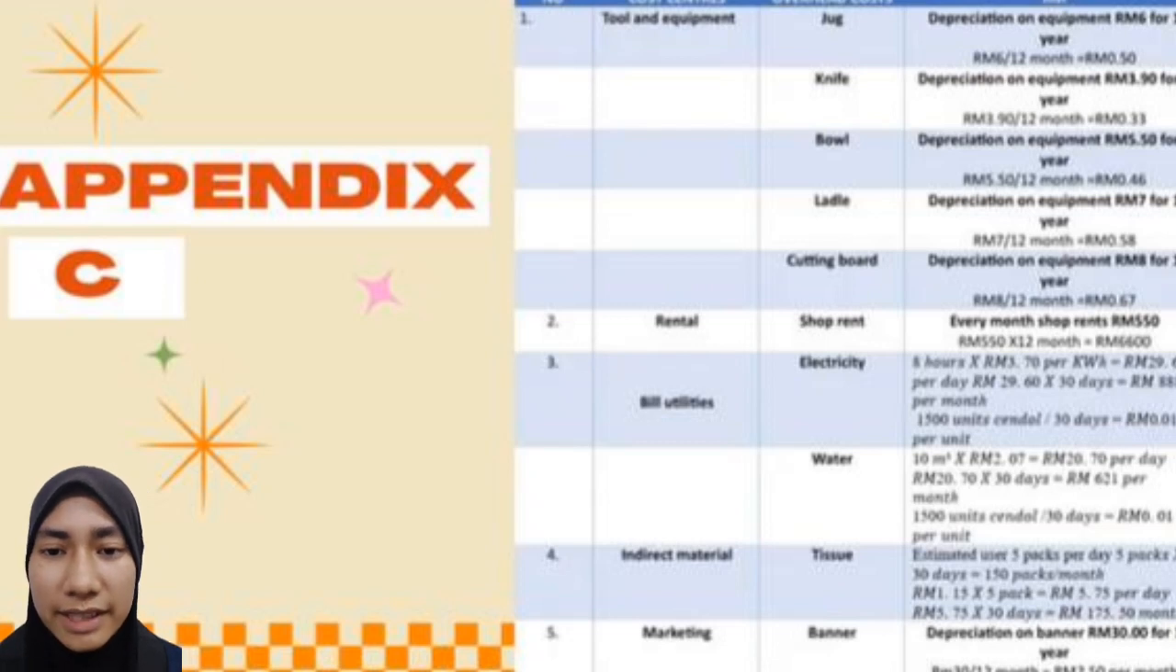For water, 10 times 2 ringgit 7 cents equals 20 ringgit 70 cents per day, and that 20 ringgit 70 cents per day would be times 30 days, which is 621 per month. The 1,500 units will be divided by 30 days, which becomes 0.01 per unit.